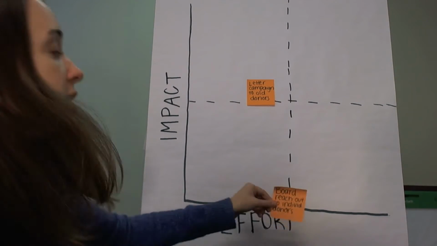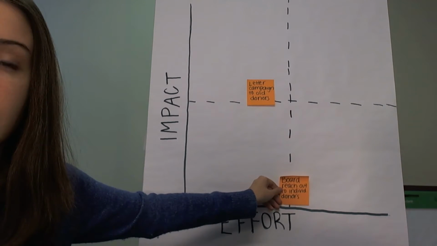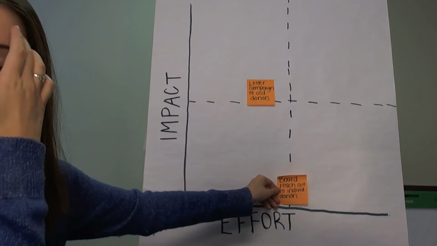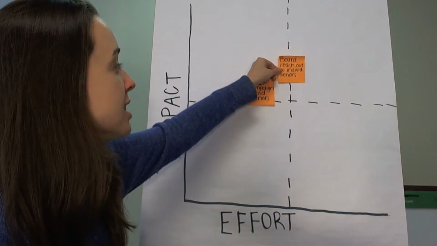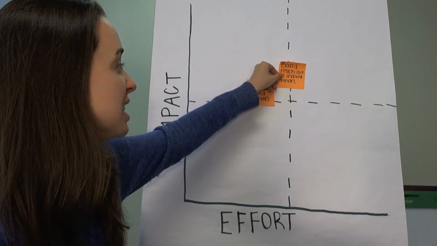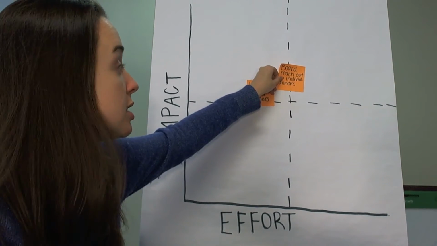So we know that in terms of effort, we're going to have to be on our board members, make sure that they are going out and making those asks. And we think the impact will be probably high. Each of our board members will probably be able to get at least one person, and since there's 10 people on the board, we'll probably be able to get 10 computers.